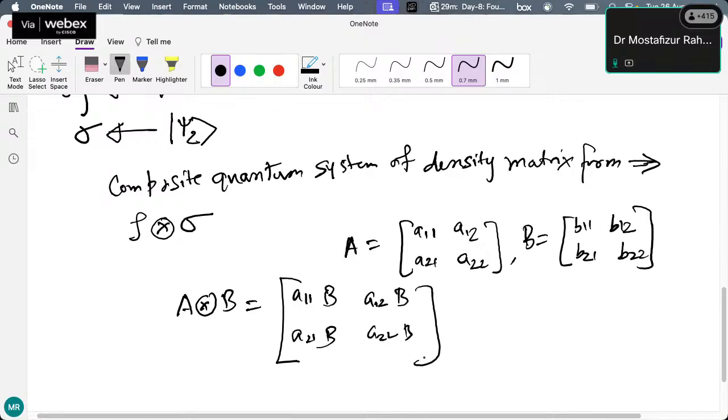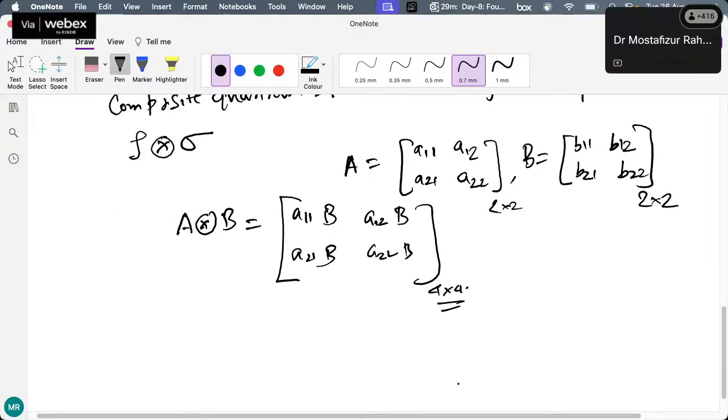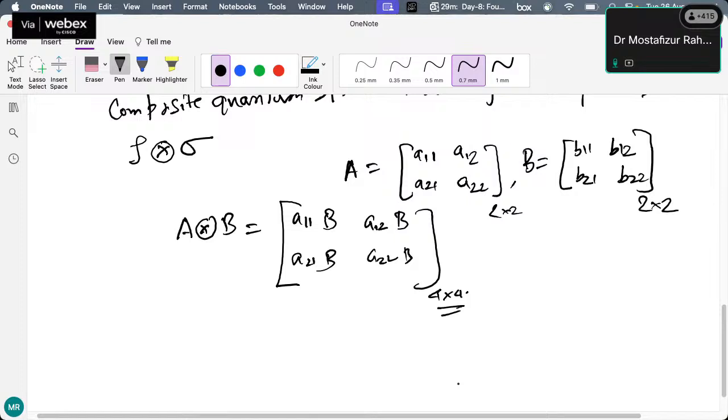Now you can see, if these are two matrices of 2 cross 2, the result will be a 4 cross 4 matrix, right? So you can augment the dimension. You can see the augmented dimension for the composite system in the tensor product form, right? Whether they are in the vector representation or in the density matrix representation, on both sides you can always form a composite quantum system.